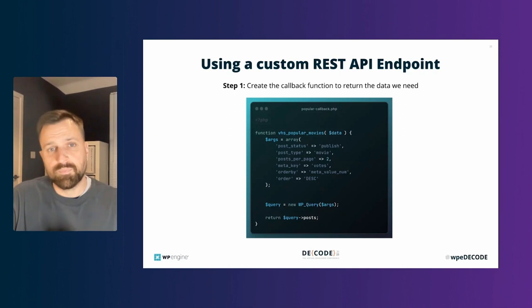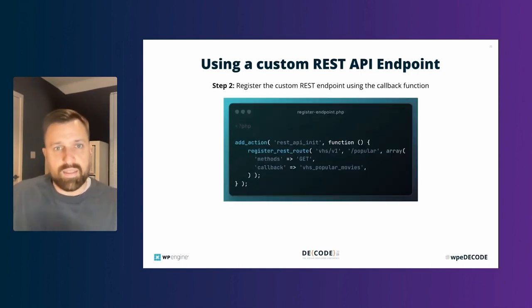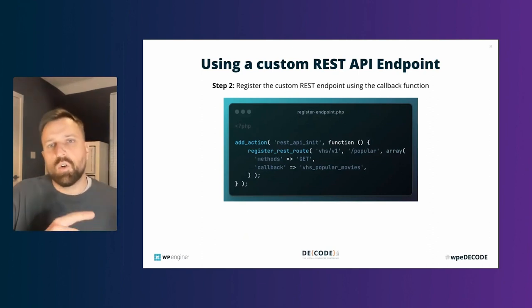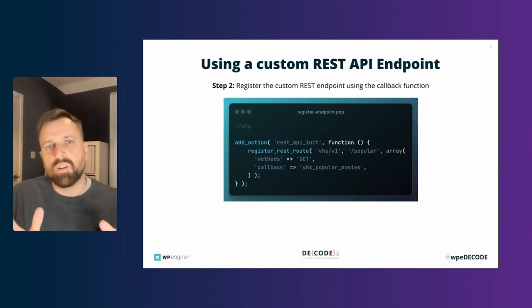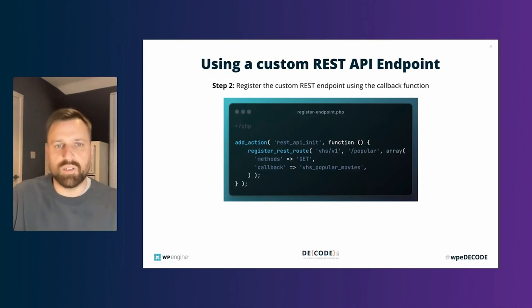I only want two, but I also want to order it by the ACF field, which is the field name votes, and we're ordering it in a descending order. So we're going to get the top two. And then next, we'll create a custom REST endpoint, which is using the callback function that we created in the previous slide. And that is just going to give us a URL, an endpoint that we can hit to go and get the two movies.